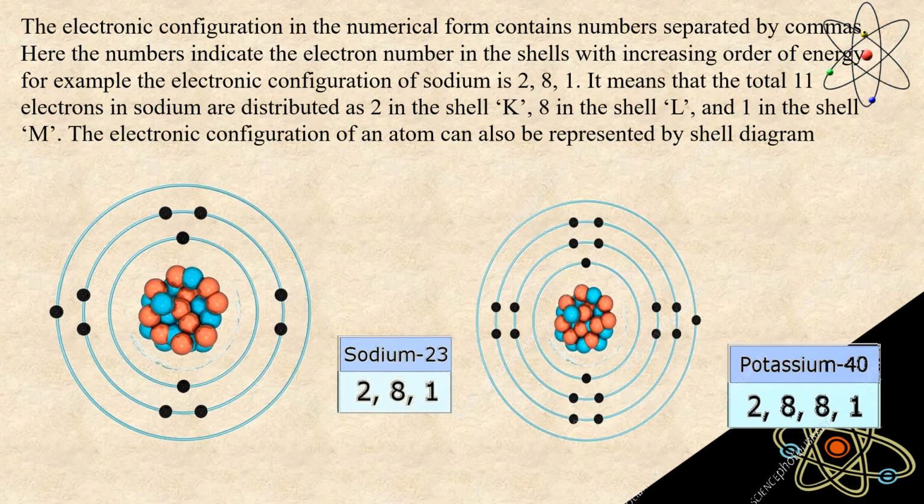The electronic configuration in the numerical form contains numbers separated by commas. Now here you can see how it is written along with the diagram that you can draw. ठीक है? सोडियम में कितने होते हैं? First shell में there are 2, second में you have 8, and the third one has 1. So altogether you have 11 electrons, right? So how are we going to write it numerically?